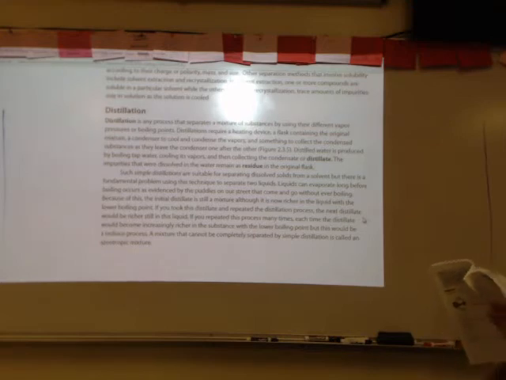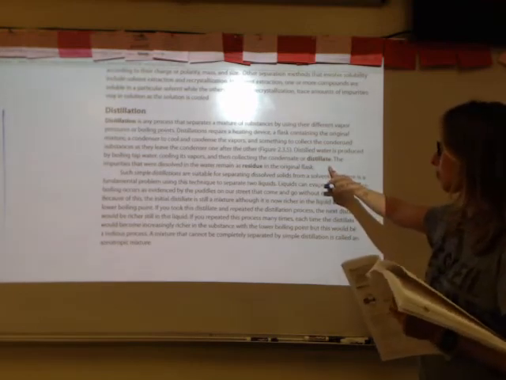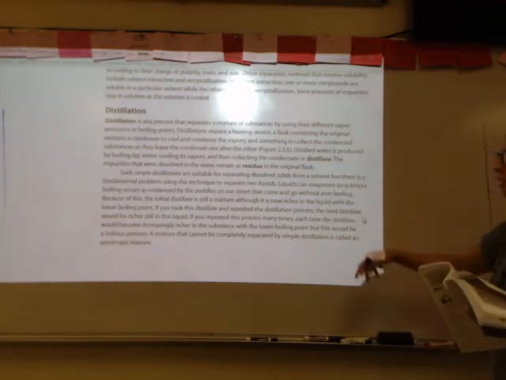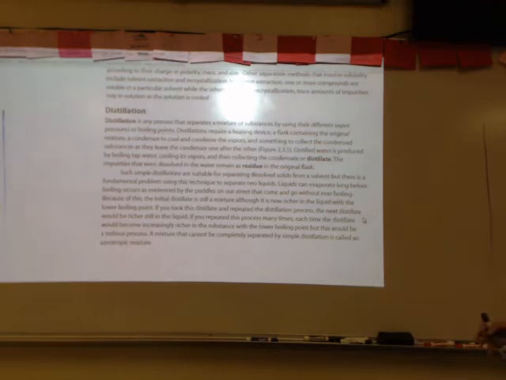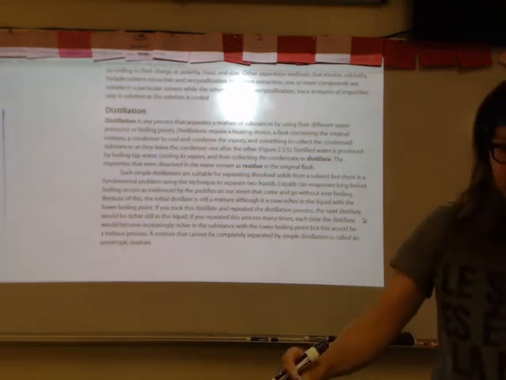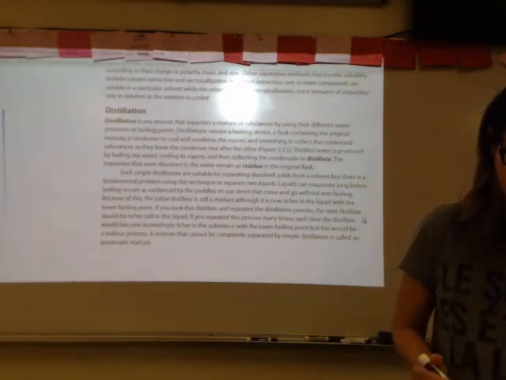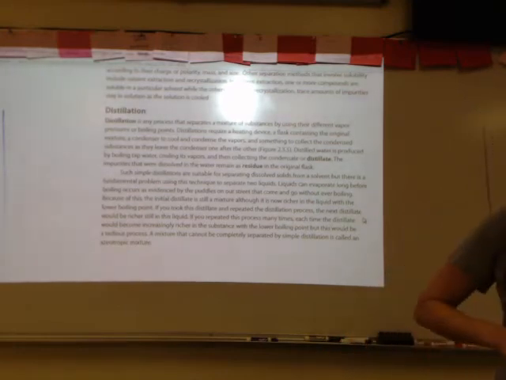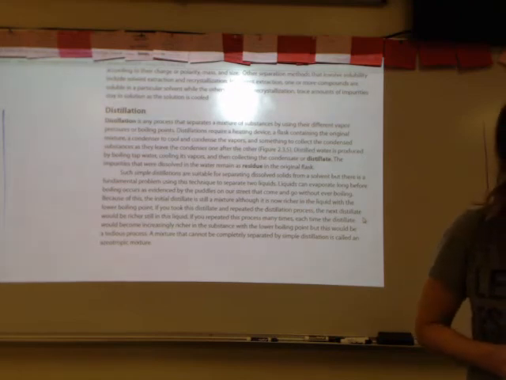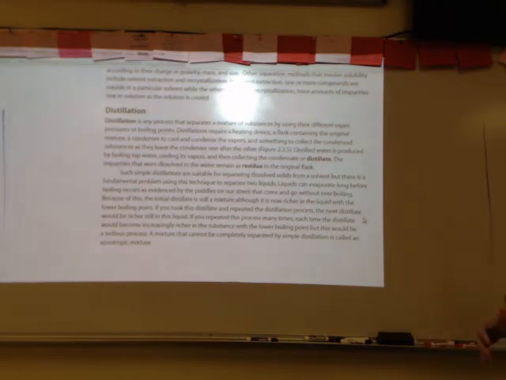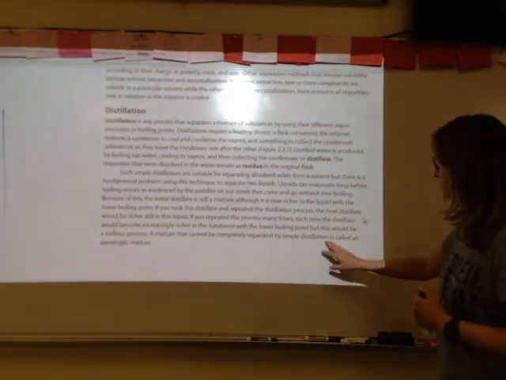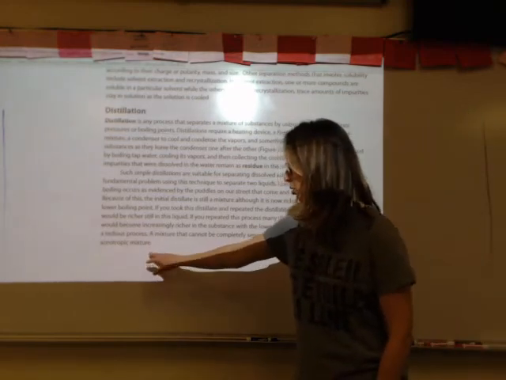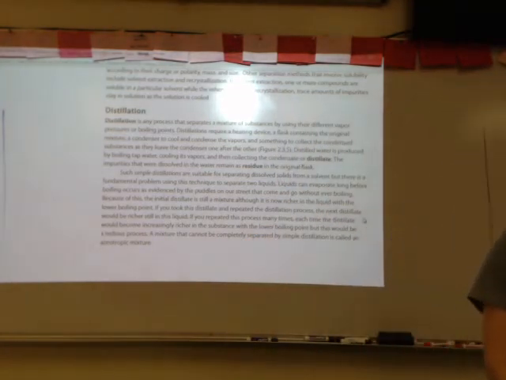Now, the part that you're pulling out, or collecting, is known as the distillate. And the impurities that were dissolved in your solution usually remain in the original flask. This is known as your residue. And this is a really great way for separating a liquid mixture. If you have a mixture that can't be completely separated by a simple distillation, it's known as an azeotropic mixture.